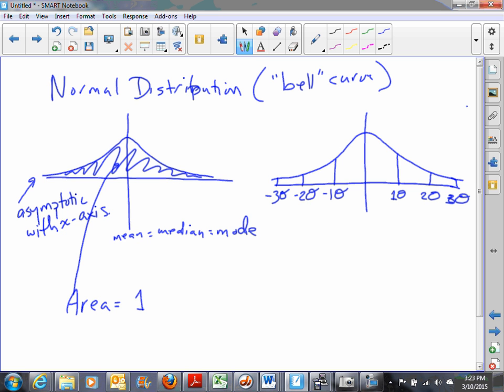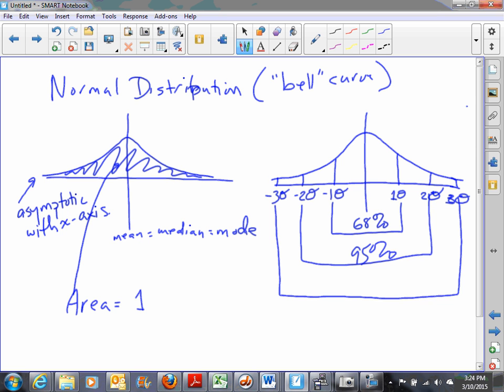Now, in most of the problems they're going to ask you to do in this particular section, they're going to want you to know that between -1 standard deviation and +1 standard deviation, 68% of the data will fall if this distribution is normally distributed. Between -2 standard deviations and +2 standard deviations, 95% of the data will fall. And then between -3 standard deviations and +3 standard deviations, you would expect 99% of the data to fall.